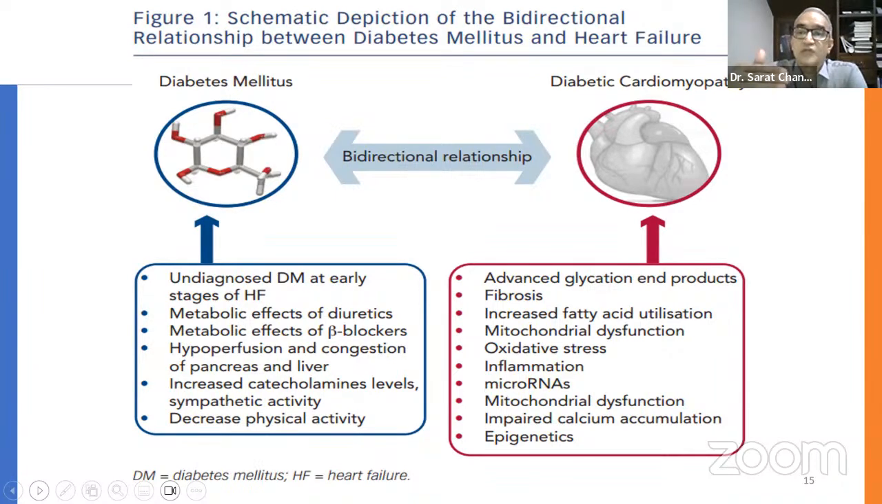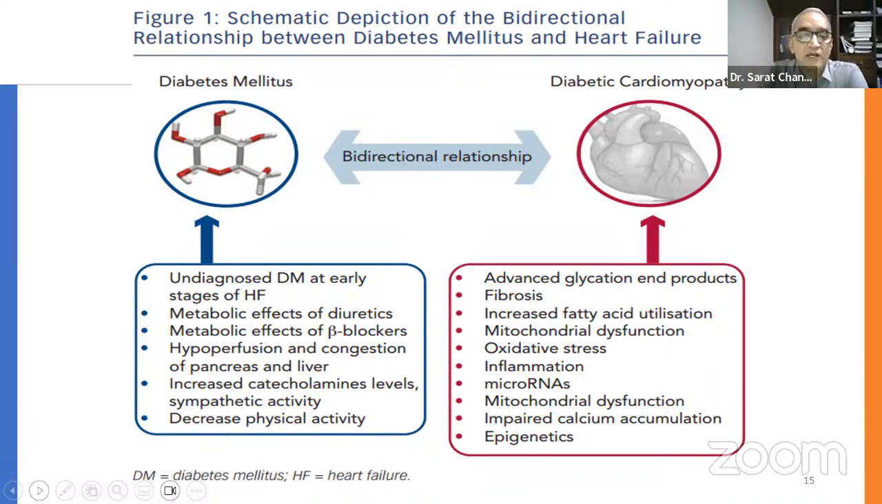The reverse is also there: if you have a patient who has heart failure, that tends to affect the control of diabetes through different mechanisms. If there is undiagnosed diabetes at the early stages of heart failure, there can be metabolic effects of diuretics, particularly thiazide diuretics, which can actually worsen the severity of diabetes. There can be metabolic effects of beta blockers, hypoperfusion and congestion of the pancreas and liver. These are, of course, seen in more severe heart failure and can lead to further worsening of diabetic status.